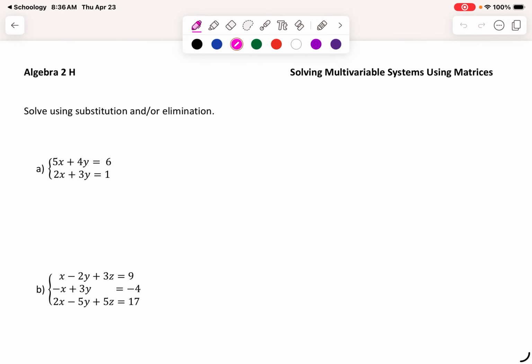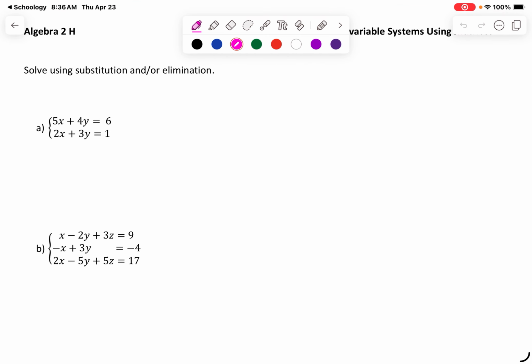So we're going to start with a warm-up of solving these systems by hand using substitution or elimination. You can go ahead and pause the video and try these on your own. All right, so I'm going to tell you what you should have gotten as an answer. If you got that, then great. You can skip through this next part and move on to the matrix stuff.